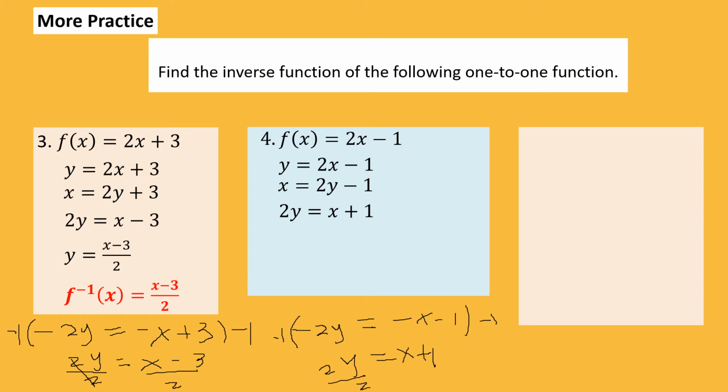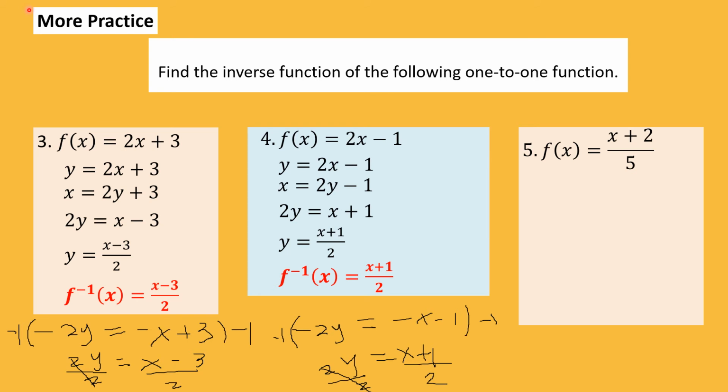Katulad ng ginawa natin doon sa example number 1. So, ikakancel ulit natin yan. Ang magiging result niyan is y is equal to x plus 1 all over 2. At dahil y na nga yan, pwede na nating isulat sa inverse function. So, f raised to the negative 1 of x is equal to x plus 1 all over 2.